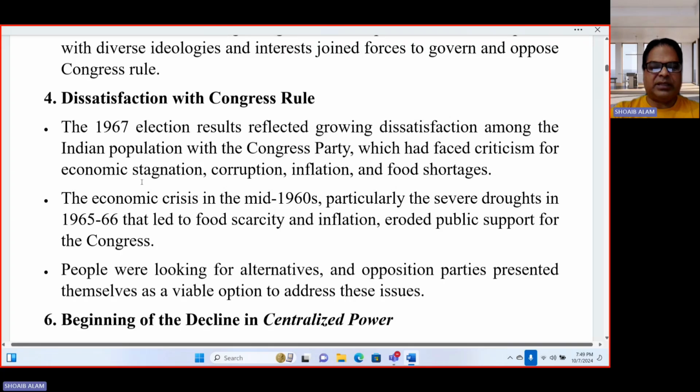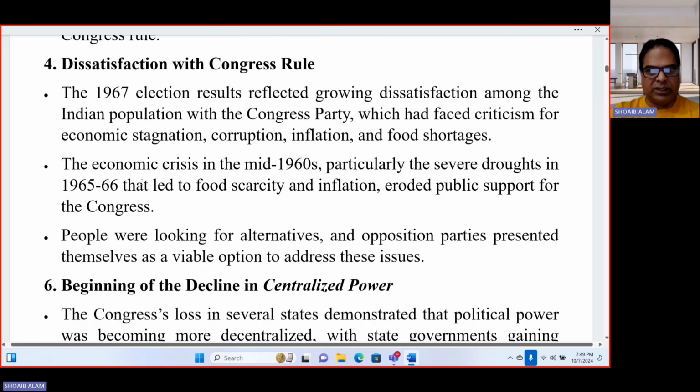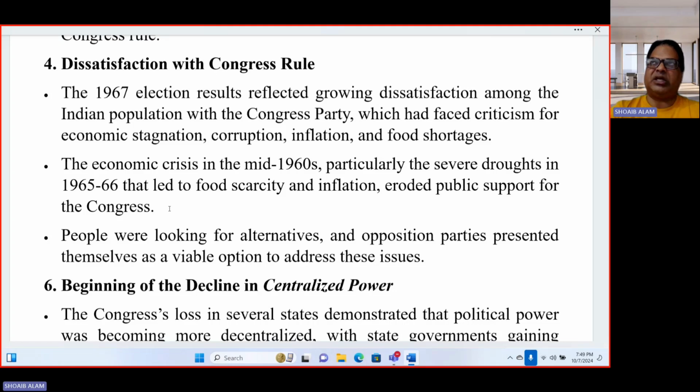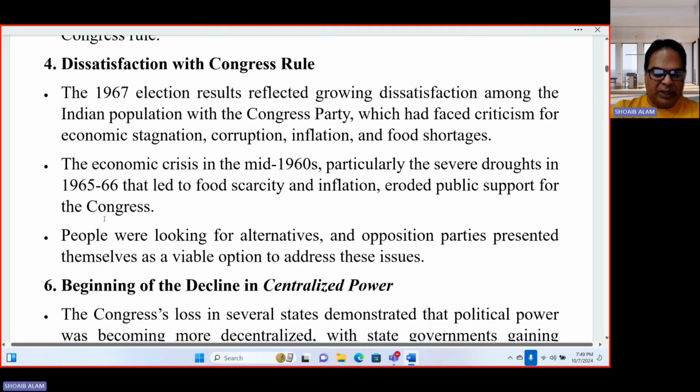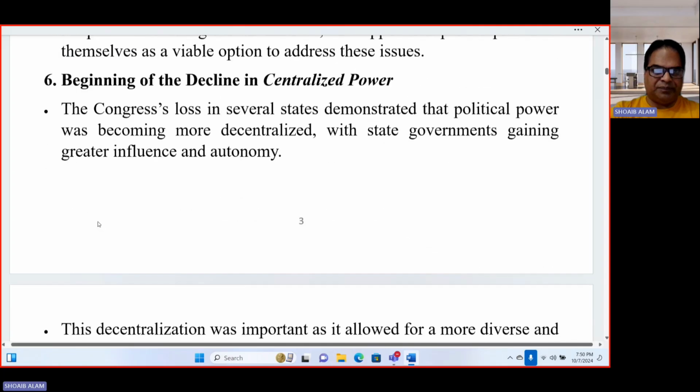Then the economic crisis in the mid 1960s, when there was a severe drought. The drought led to food shortages, and due to food scarcity there was inflation. The public support of the Congress also started to erode, and the people were now looking for an alternative. They were looking for opposition parties who could present their views and problems in the parliament, and address their issues properly. So they were looking for an alternative.